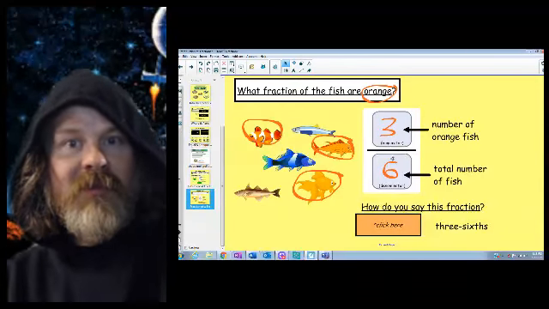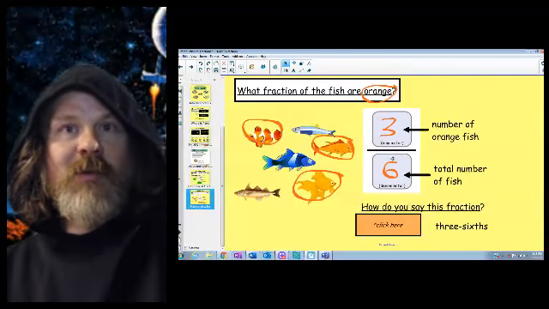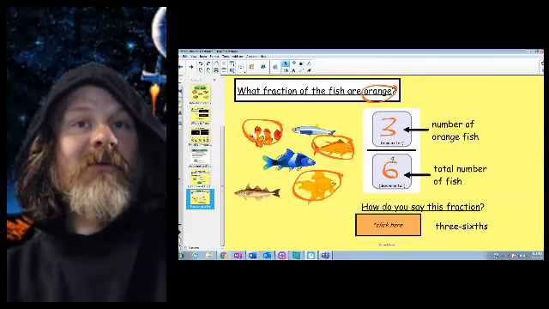I hope this helps you with some fraction work. It should help you with the first 6 to 10 pages of your fraction and decimal workbook, and I'll be back with another video very soon.